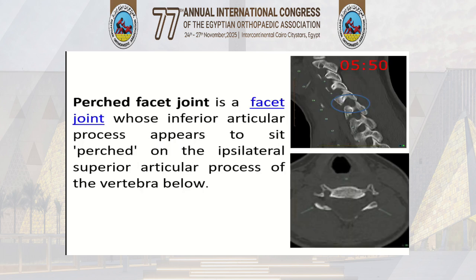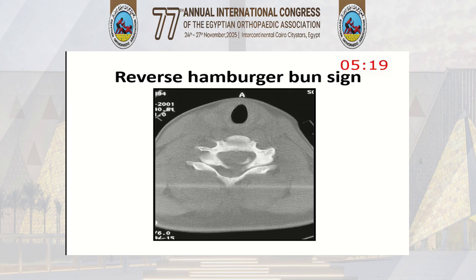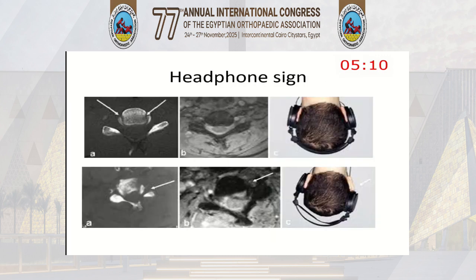In sagittal CT scan, there is the pear-shaped facet joint, whose inferior articular facet process appears pear-shaped on the ipsilateral superior articular process, and this is called the pear-shaped facet joint. Locked facet joint results from jumping of the inferior articular facets over the superior articular facets of the vertebra below, and they become locked in this position. Reversed Hamburger sign again: this is the normal, and this is the reversed, also one of our cases.